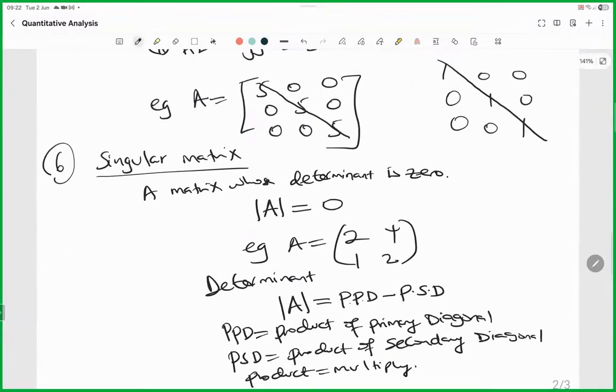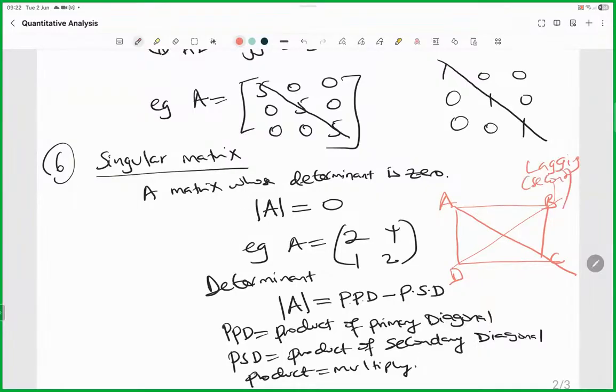Now, my good student, we have got two types of diagonals. You have a rectangle like this, A, B, C, D. So AC is the primary diagonal, the major diagonal. BD will be the lagging or secondary. The diagonal that starts from the beginning here is what we call primary.